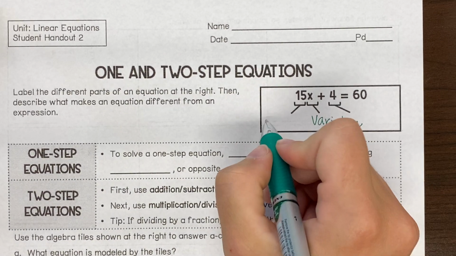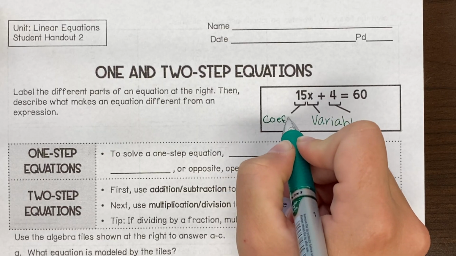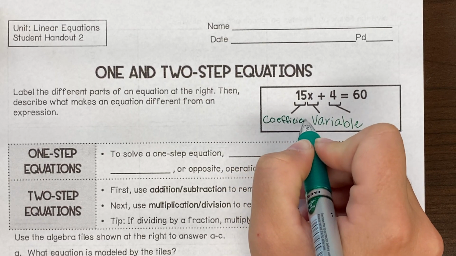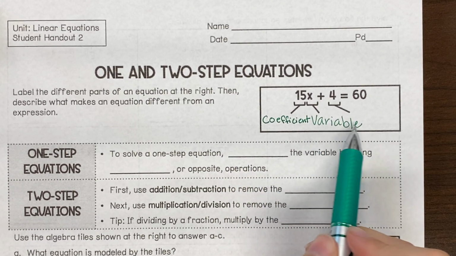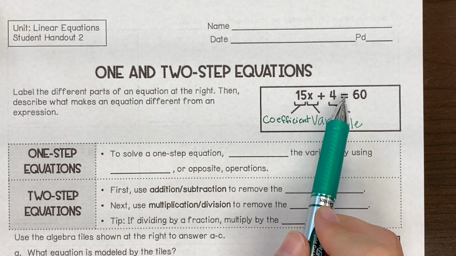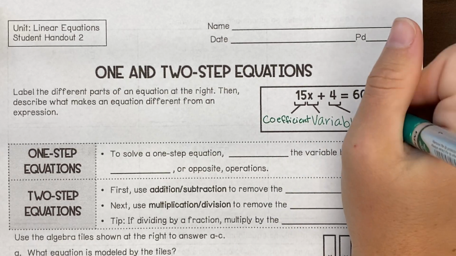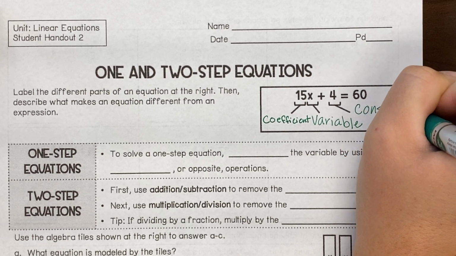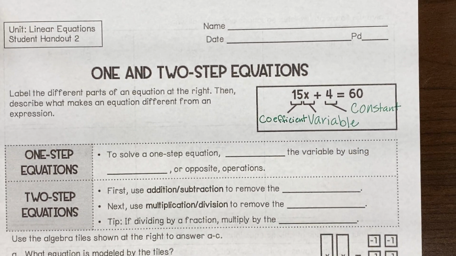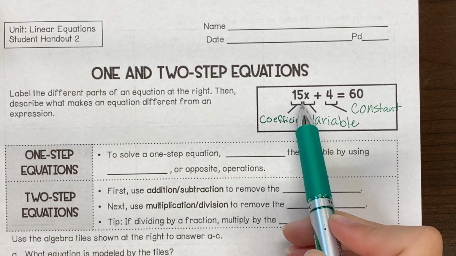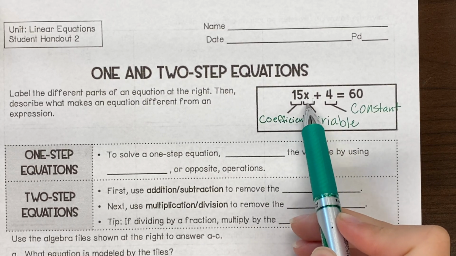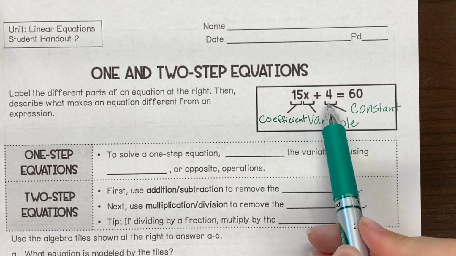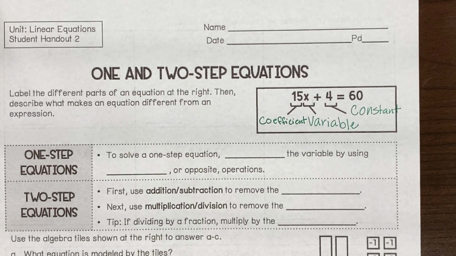Then in front of it is called our coefficient. So our number with our variable is our coefficient. Then we have our variable. And then if we're adding anything to it and it doesn't have a variable term, it is our constant, because a 4 is always a 4 there. So we have our coefficient, which in this case is 15. Our variable in this example is x, and then our constant 4.